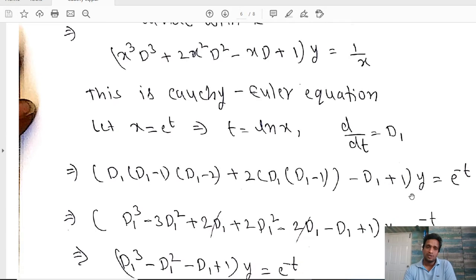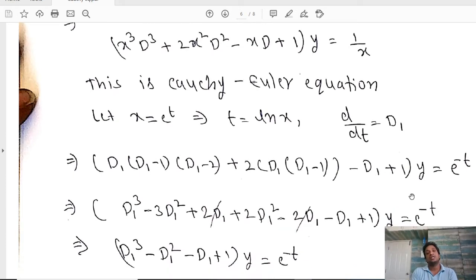So we know the procedure to solve the Cauchy-Euler equation. Introducing x equal to e^t, then t is equal to ln x, and D1, capital D1, is equal to d/dt. That means we are going to change this total equation in terms of the independent variable t.